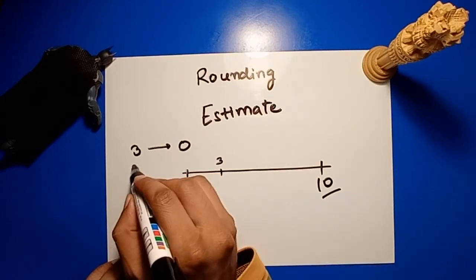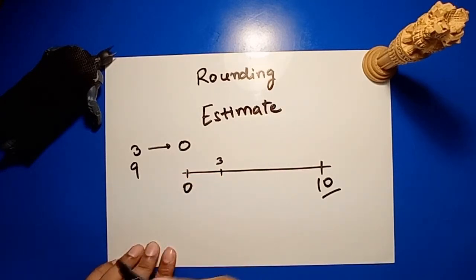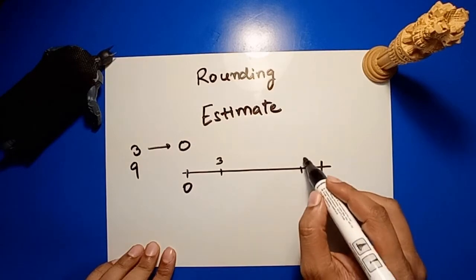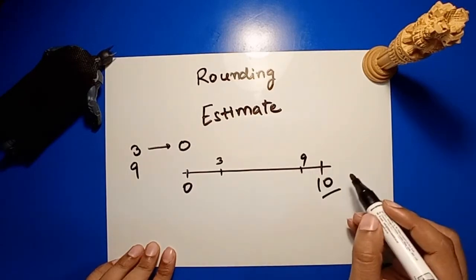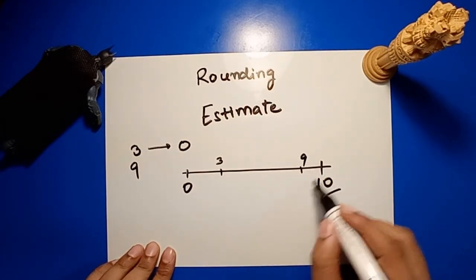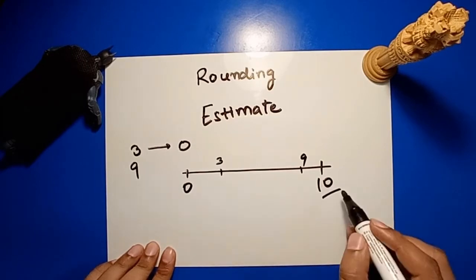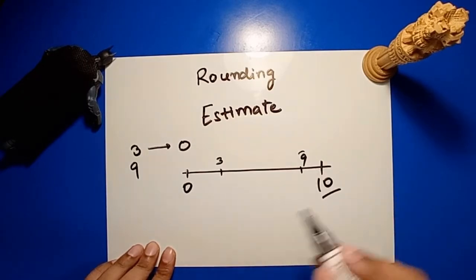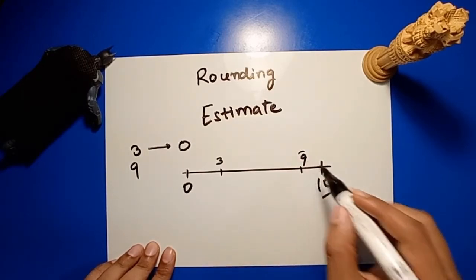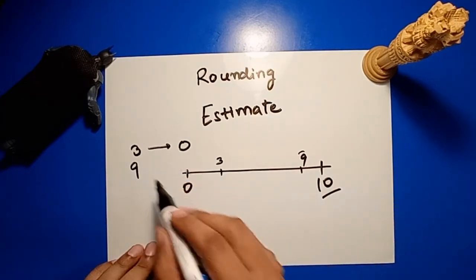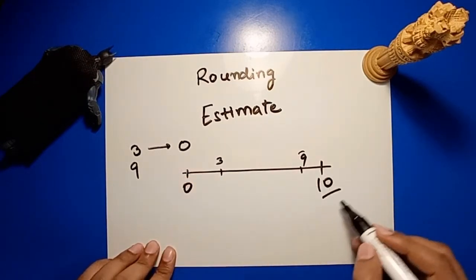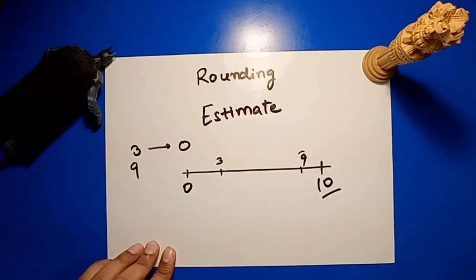Let's take another example, 9. What will happen to 9? 9 is somewhere here. So 9 will get rounded to 10 because 10 is closer to 9 as compared to 0. So 9 gets rounded to 10, 3 gets rounded to 0 when we are rounding to 10.